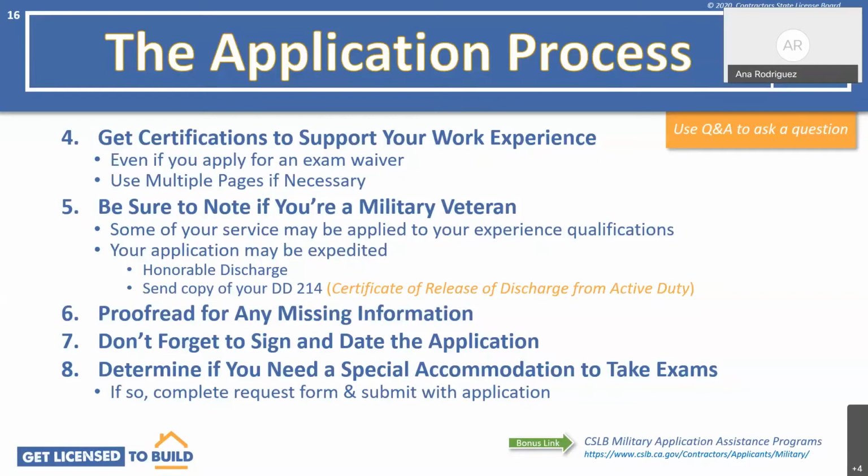The next couple of items are basic but important. Proofread for any missing information. Make sure you have provided an answer to all necessary fields. Second, don't forget to sign and date the application. Finally, determine if you need a special accommodation to take your exams. If so, complete a request form and submit with your application. We'll talk about the use of a translator a little bit later.